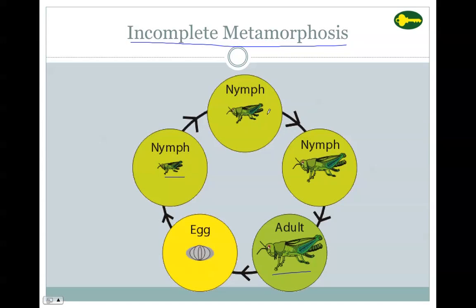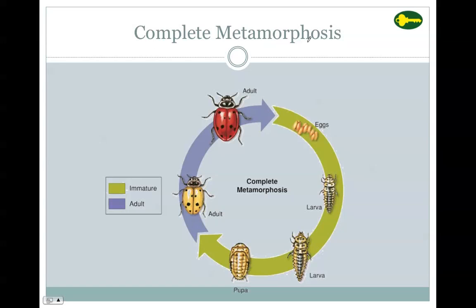Remember molting? They shed their exoskeleton, they grow, they shed their exoskeleton, they grow, and then they come to a full, mature adult stage. This is incomplete metamorphosis. The second type is complete metamorphosis.